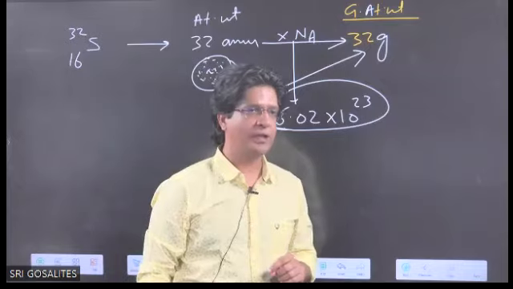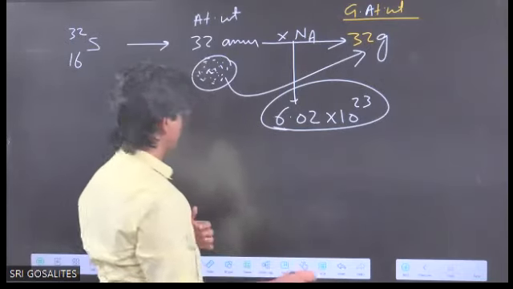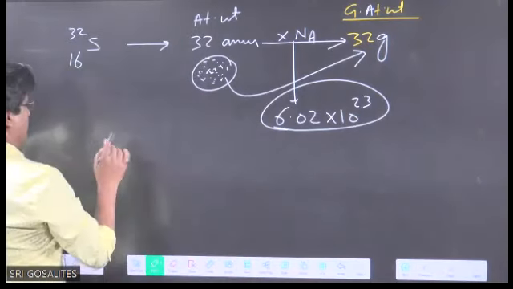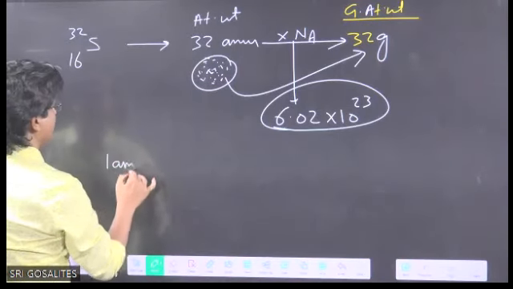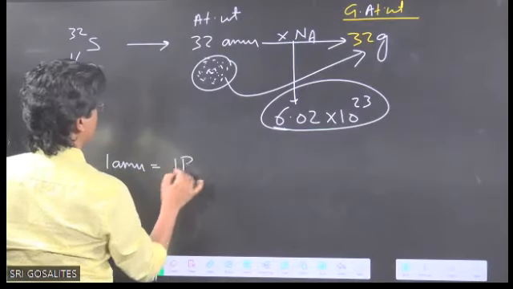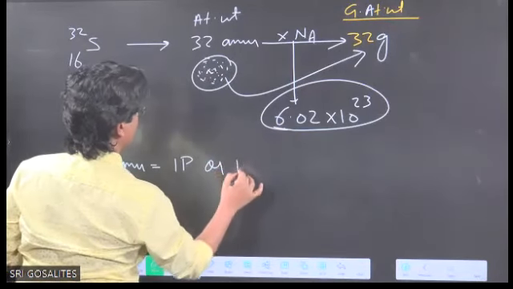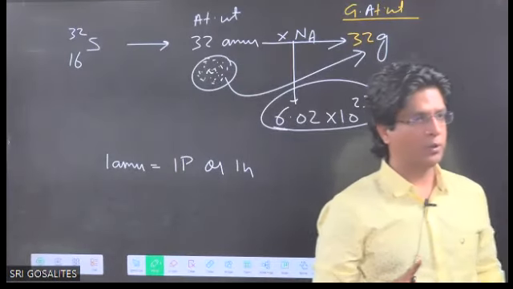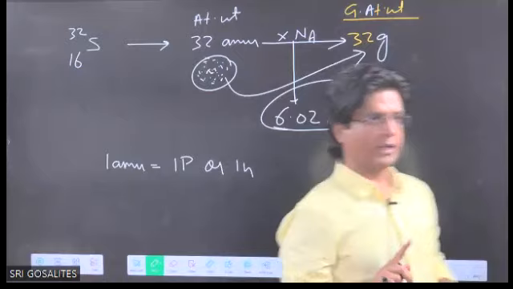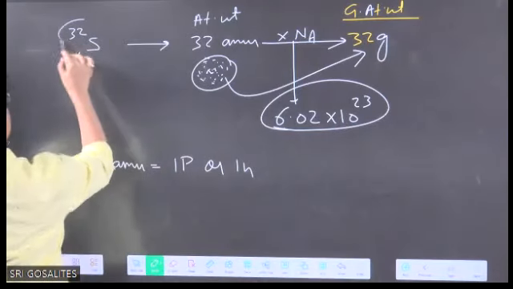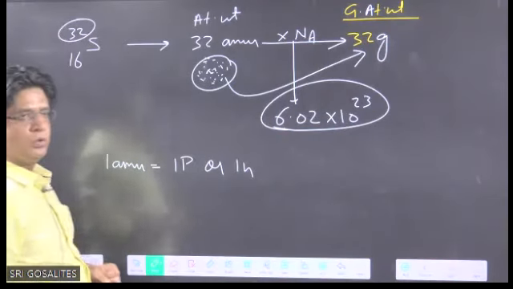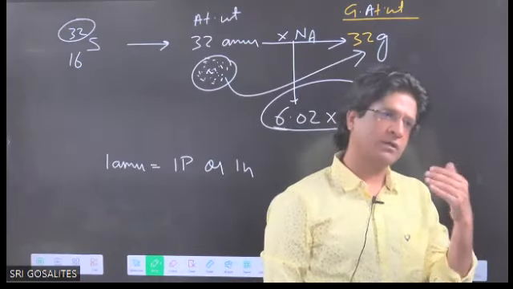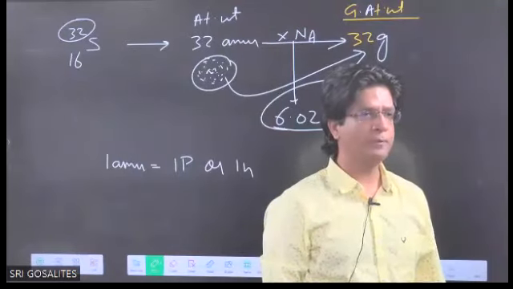How is it 32 AMU? Okay. I believe that you were not there in the class yesterday. See, I'll tell you what. 1 AMU is actually the weight of 1 proton or 1 neutron. Agree, everyone? So, total number of protons and neutrons are 32. So, 1 proton or 1 neutron is 1 AMU. 32 will be equal to 32 AMU. Yes or no?